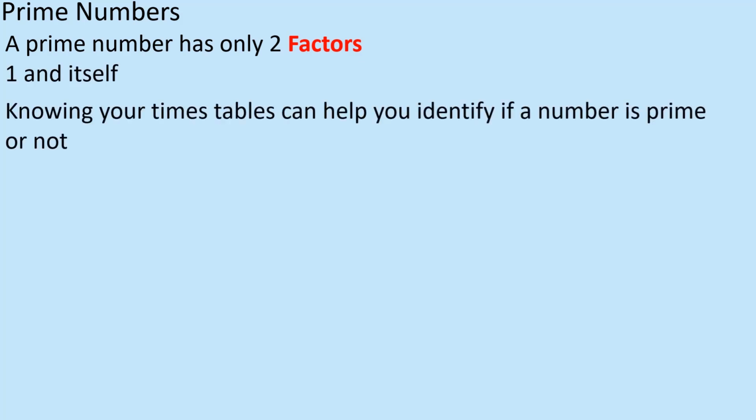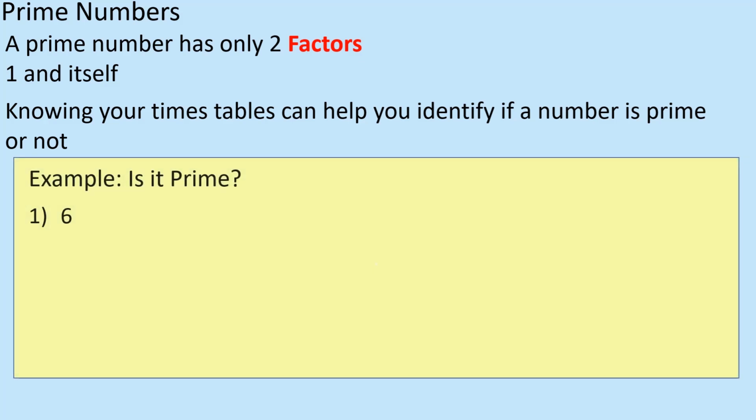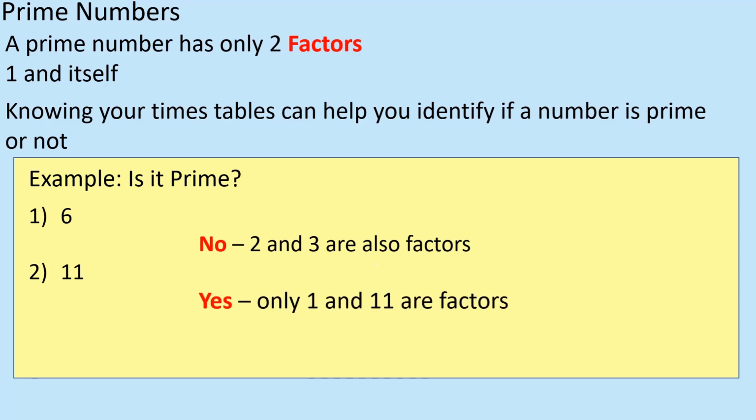So knowing your times table can help you identify prime numbers. But is 6 a prime number? Well, no, because it's got 1, 2, 3, and 6 as factors. So that's not going to be a prime number. What about 11? Yes, it is, because there's only 11 and 1 that go into it, and nothing else. What about 9? Well, no, it's not, because you've got 1, 3, and 9 that go into it.